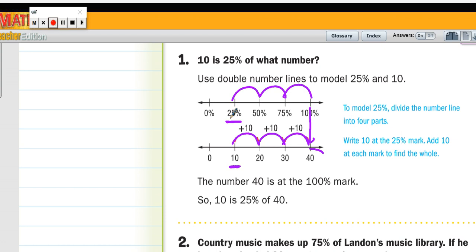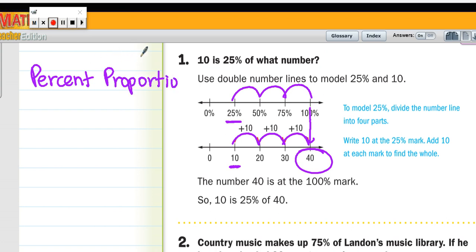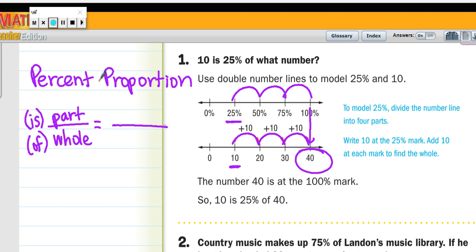So using the percent proportion and not having to draw out these number lines, we're going to set up this percent proportion. So in your notes, I want you to write, here's our percent proportion formula. So go ahead and write this in your margin. So if I have something, this is the part to the whole, like we have in every fraction. In percents, we're going to use the words is and of as key indicators of part and whole. And that's going to equal a percent out of 100 because every percent is out of 100. Now this is super important, so make sure you have that recorded there.